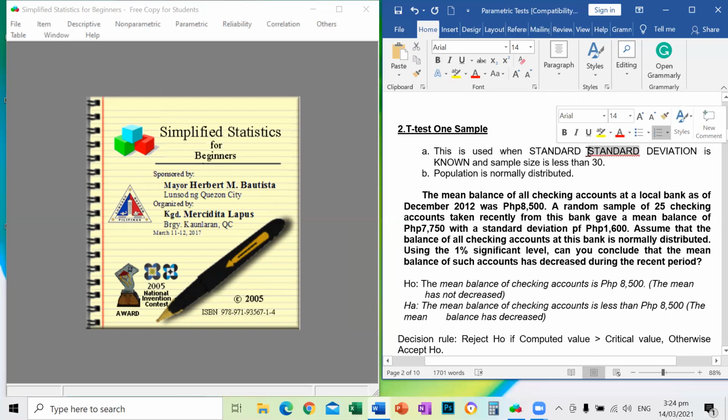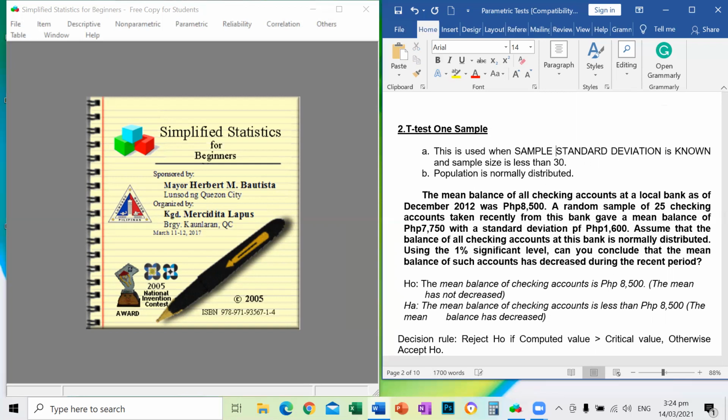First, the sample standard deviation should be given. This is the sample standard deviation, and the sample size is less than 30. Take note of the conjunction "and". So you have to satisfy these two. And of course, one of the assumptions would be that the data should be normally distributed.